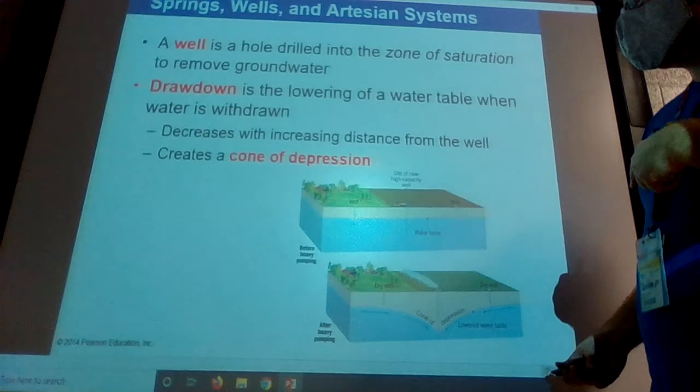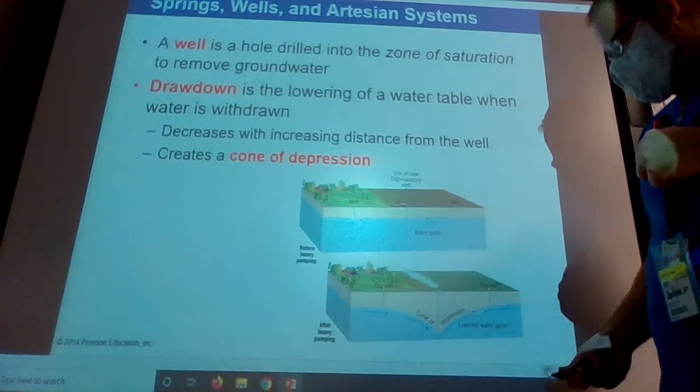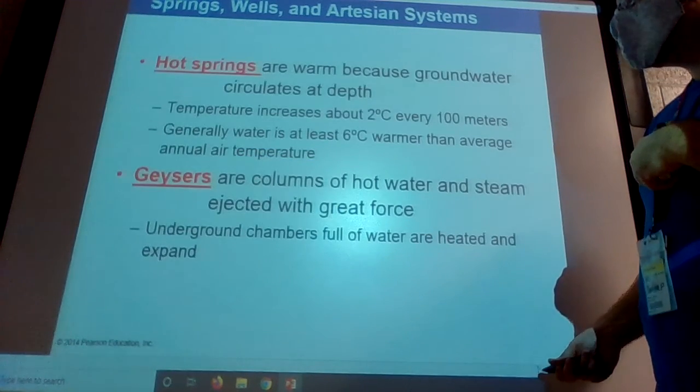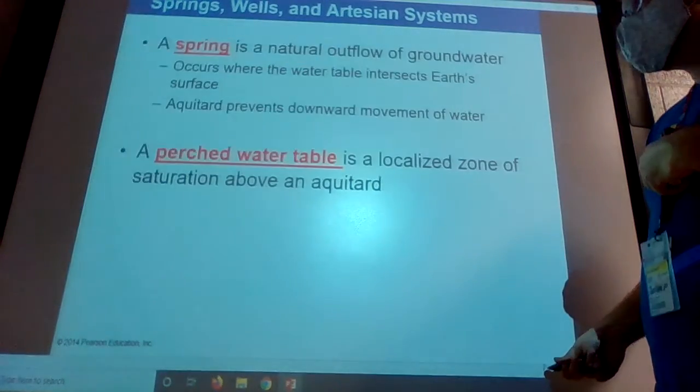Confined water table. Drawdown. Cone of depression. There it is. How far back did I go? So they would have the hot springs and the geysers in between.